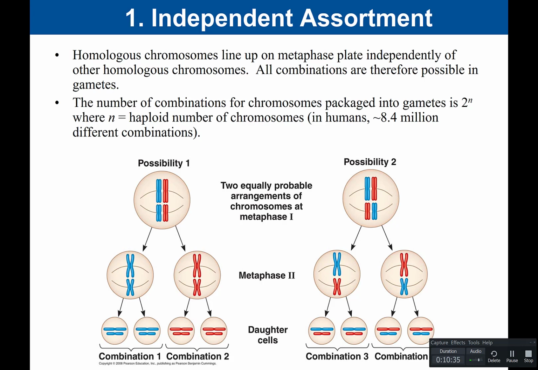Mom has that many possibilities. Dad has that many possibilities. And so just by independent assortment alone, 8.4 million different combinations. That's a lot of genetic diversity simply by independent assortment, the random way in which homologous pairs line up at the metaphase plate.